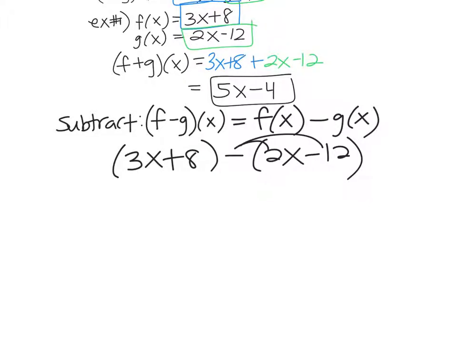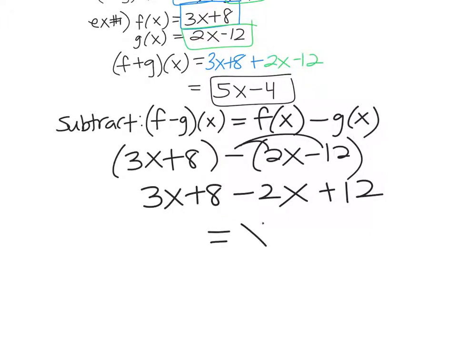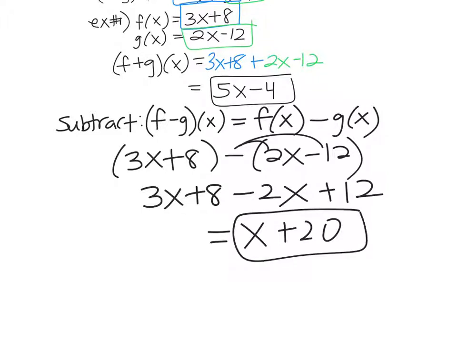All right, so what we have is we have 3x plus 8 minus 2x plus 12. Okay, so distribute the minus, and there could be 3 terms or 4 terms, whatever. Everybody's going to get a minus onto it. So 3x minus 2x is x. Oh, fun. 8 plus 12 is 20. Okay, and that would be those 2 functions, f of x minus g of x.